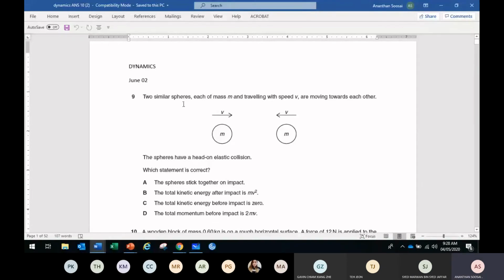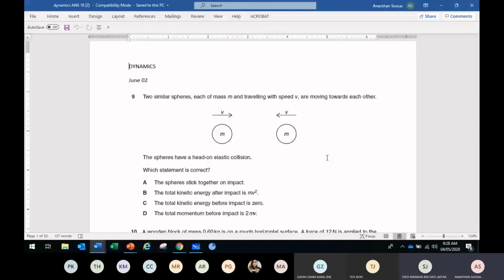Okay, so this is two similar masses, the same mass, traveling in opposite directions, both with the same speed. Velocity is different because of the different direction, moving toward each other. The spheres have an elastic collision. Be careful whenever a collision question is involved. Check whether it is elastic or inelastic by looking for the word elastic. In this case, they said it's an elastic collision. What is meant by an elastic collision? The kinetic energy must be conserved, before and after.